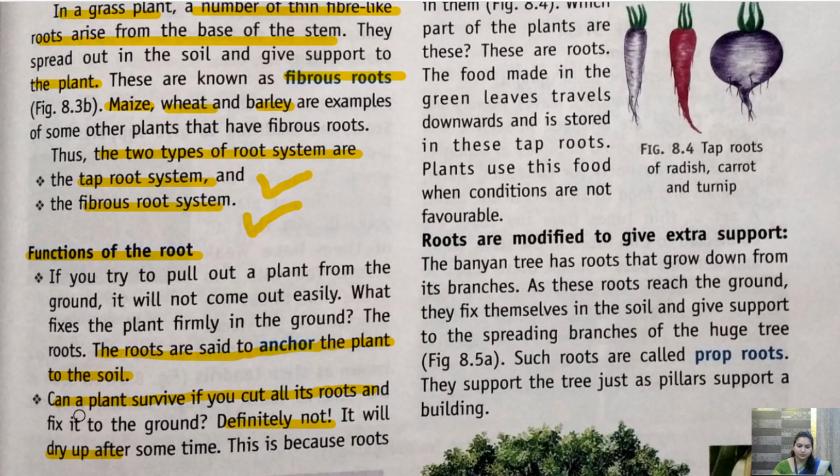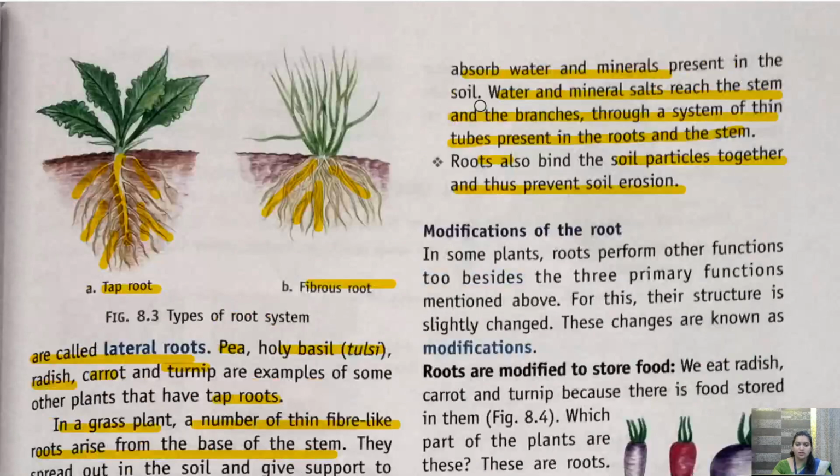Second, it provides water and minerals to the entire part of the plant, and third, it prevents soil erosion. So these are the three functions of root. Okay, is it clear? What are the types of root? There are two types of root, taproot and fibrous root. Okay, what is the function of root? I hope it is clear to you.